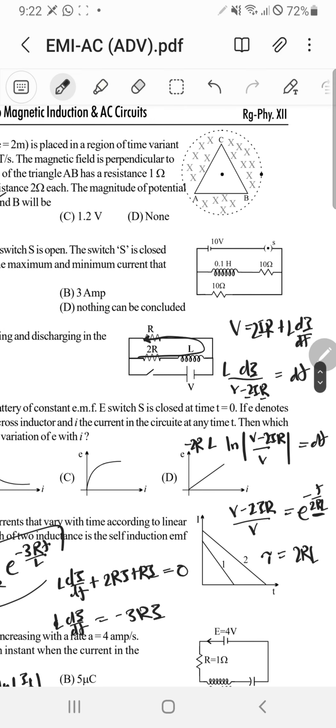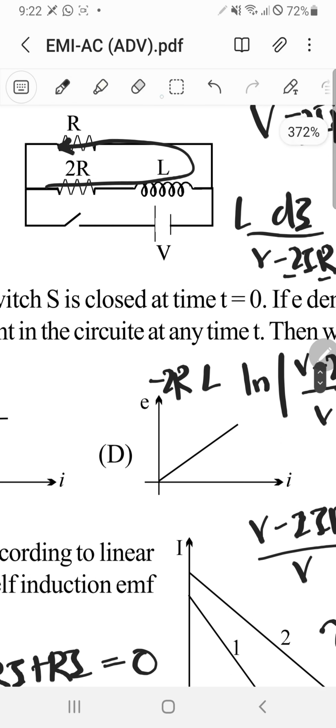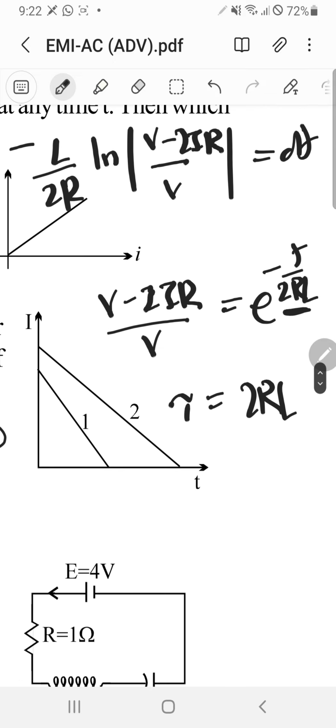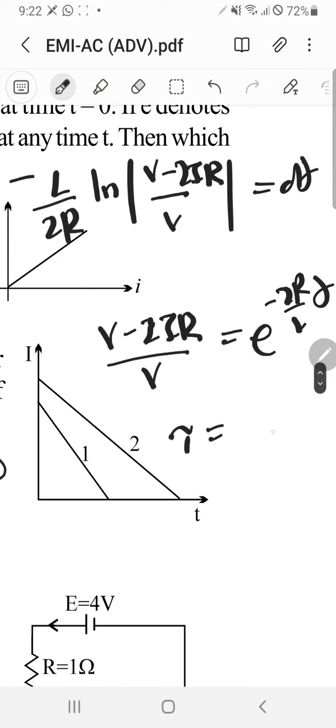Did I do that correctly? No, maybe I didn't. Oh no. Oh, I was going to integrate this thing, not differentiate. It should be upon 2R over there. That makes sense. So it should instead be negative 2R upon L. So tau should be L upon 2R.